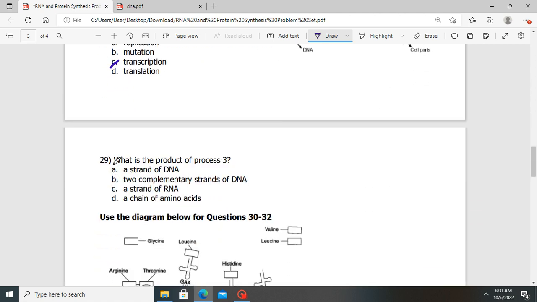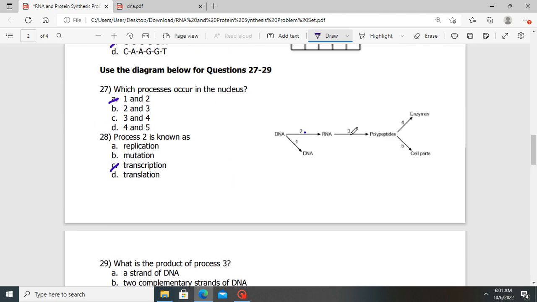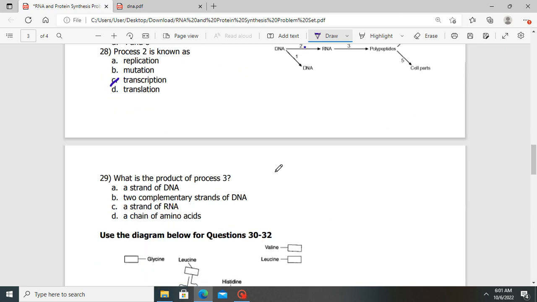29. What is the product of process 3? Process 3 gives us a polypeptide, but let's see: a strand of DNA, no. Two complementary strands of DNA, no. A strand of RNA, no. But a chain of amino acids. For 29, the answer is D.